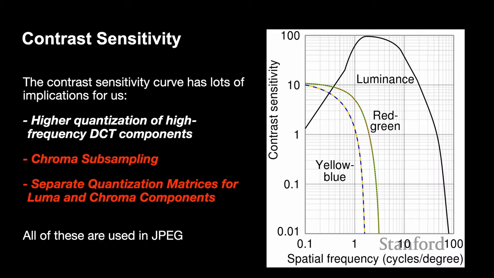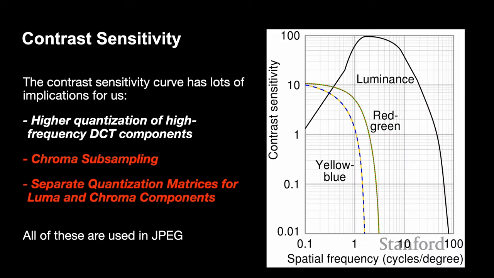Again, like the higher quantization of high frequency DCT components, you can trace it back. I have been hand waving, humans don't see high frequency. What does that really mean? This is one way to quantitatively think about what we mean by high frequency and what we can't really see. This has implications for chroma subsampling, what we just talked about, like why we do chroma subsampling.